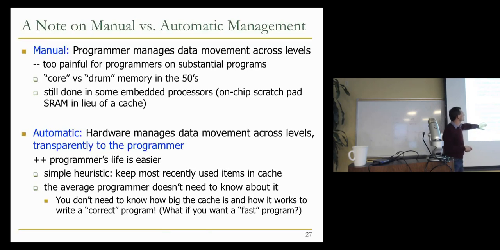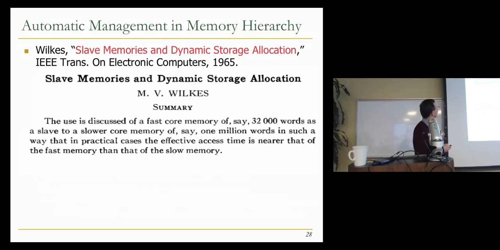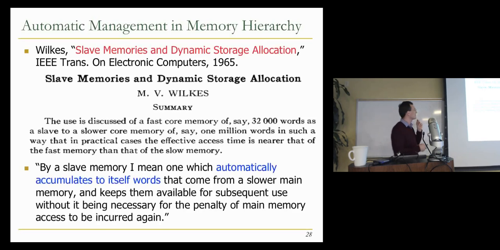The upside is the average programmer doesn't need to know about it. Actually, to write a correct program, you don't need to know how big the cache is. But if you know how big the cache is, perhaps you can write a fast program. Perhaps you could try to optimize your data structures such that they fit in the cache. And people try to do that as much as possible. Okay, so this is actually the paper that I will definitely recommend you to read.